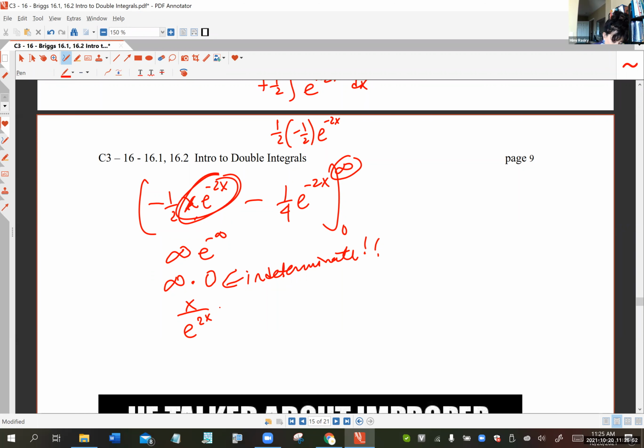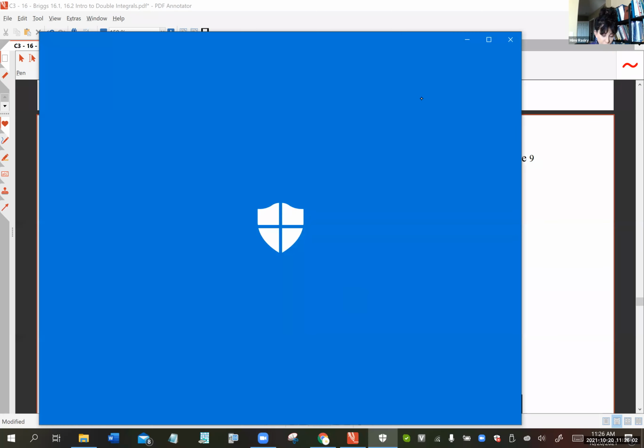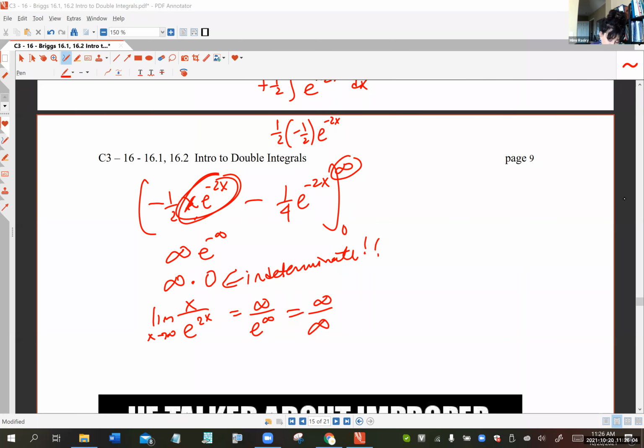And then when you substitute infinity here, or take the limit as x goes to infinity, you'll get infinity over e to the infinity, which is infinity over infinity. And now you can use L'Hopital's. But I'm going to use something quicker.